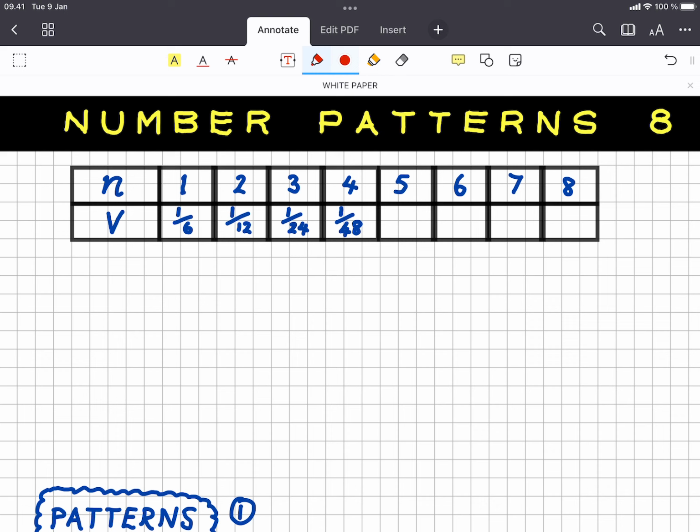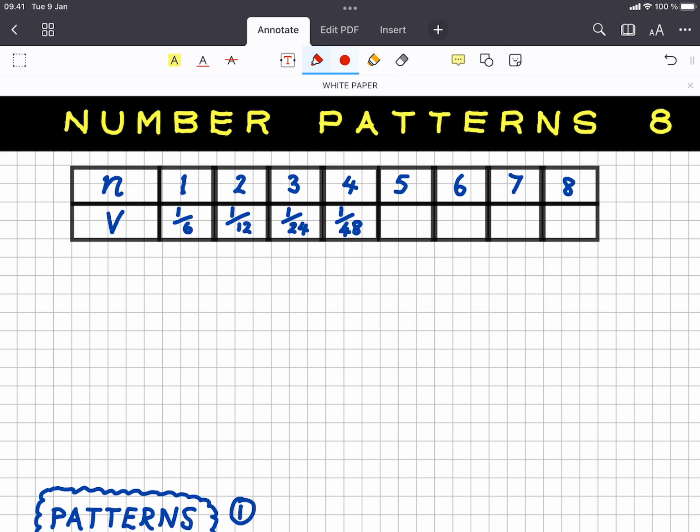Okay, this is video number 8 in a series of 9 to help you with the number patterns question in the IB exam. So again, we've got a weird rule with a fraction in it, and what we really need to do is think separately about the numerator and the denominator.